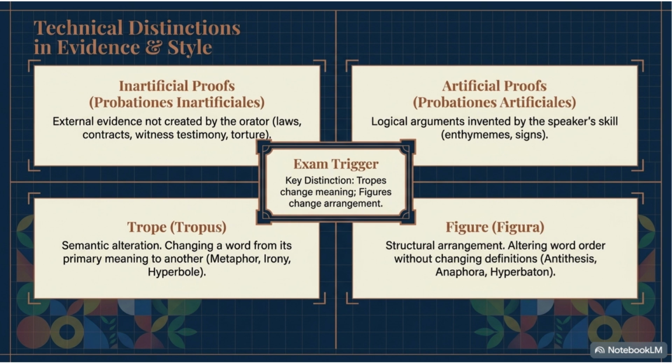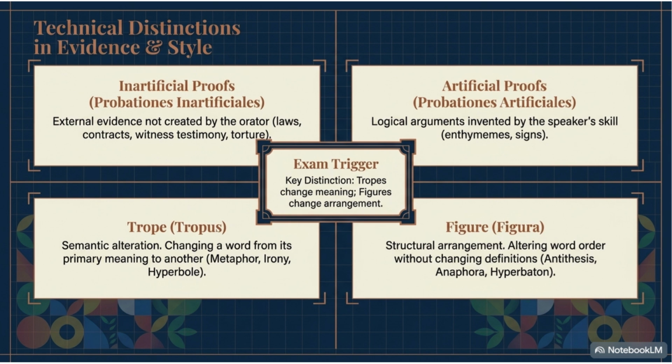Easy memory trick. For examinations, remember these 4 ideas using 2 simple pairs. Evidence. Inartificial already exists. Artificial created by the speaker. Style. Trope changes meaning. Figure changes arrangement. Or remember this simple formula. Found evidence is inartificial. Created logic is artificial. Meaning changes is trope. Arrangement changes is figure.